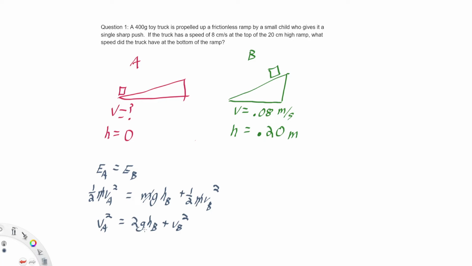Alright, so 2gh_B, so g is about 10, so this first term is about 4. And this second term is actually tiny in comparison. 0.08 squared is what? 0.00064? So this is approximately just 4, which means that the speed at A is going to be 2.